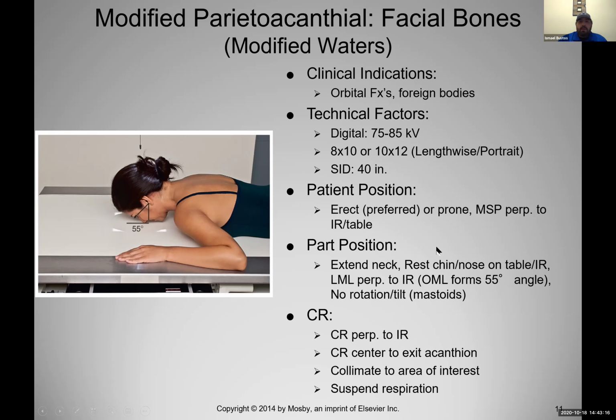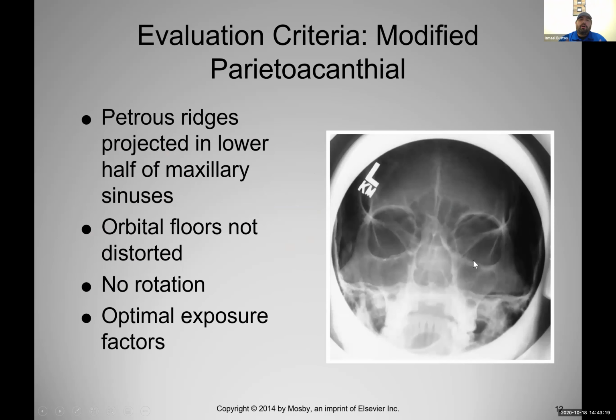Suspend respiration. So here's our image. Again, we are looking at where the ridges are in relation to the maxillary sinuses. Here are your maxillary sinuses, and if you notice, there's a line going across there. The ridges are in the lower one half; they are filling this lower one half. So that is a correctly positioned modified Waters. The orbital floor should not be distorted. This gives us the best view of the orbital floor for this projection. Make sure there's no rotation, no tilt, and then make sure you have optimal exposure factors. Now, there's a lot of issues with this radiograph.